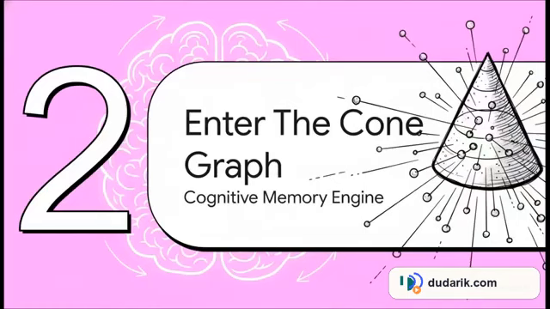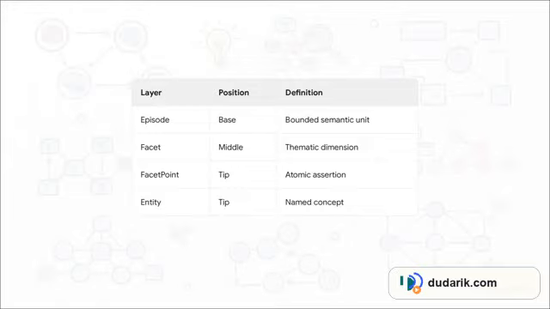Which leads us perfectly into Section 2. Enter the cone graph, our cognitive memory engine. So MFlow actually organizes all of its ingested knowledge into a 4-level directed graph that forms this sort of inverted cone. Let's walk through these layers. At the very broad base of the cone, you have the episode. This is a bounded semantic unit, like an incident, a decision, or an event. Below that is the facet, which is a thematic dimension of that episode. Further down, at the sharp tip, you've got facet points.